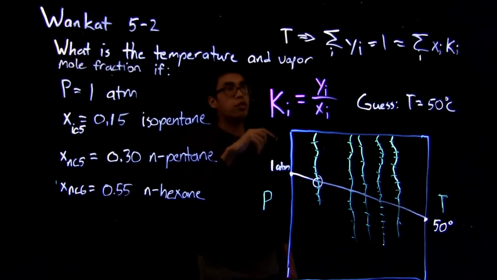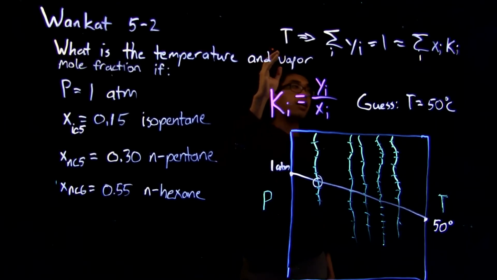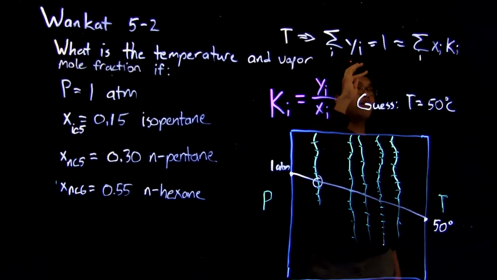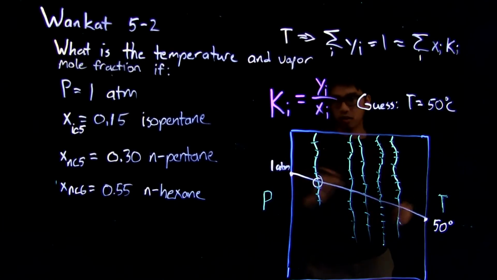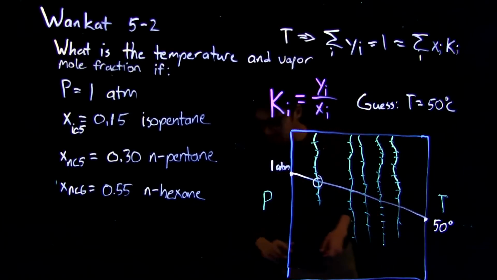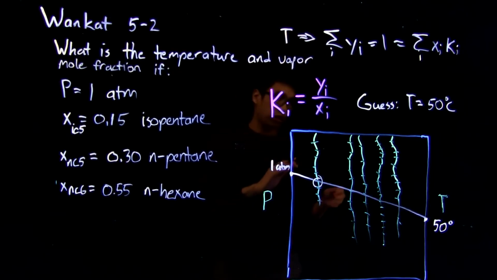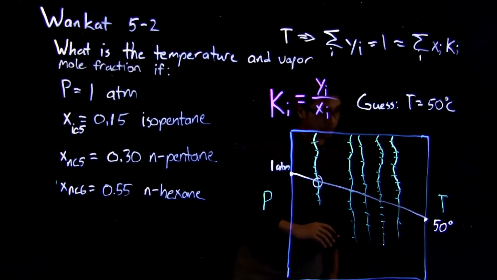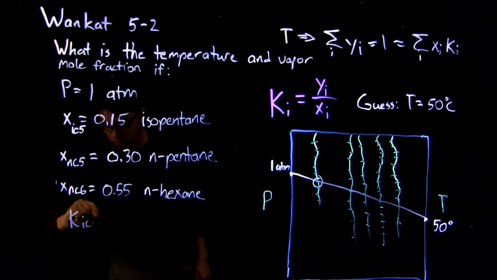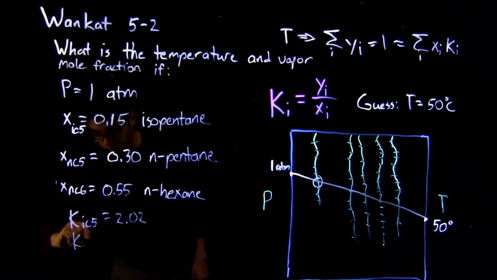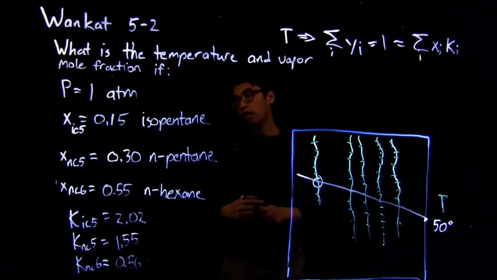What we want to do here is find a value of T such that the sum of all the liquid mole fractions multiplied by their K-values is equal to 1. This is when we know that the solution has completely converged. If you go through the motions and find the K-values from the Priester chart at T equals 50 degrees Celsius, you'll find K_iC5, K_nC5, K_nC6. Now that we have the K-values, we can do the summation.